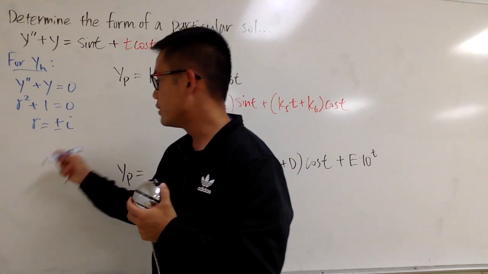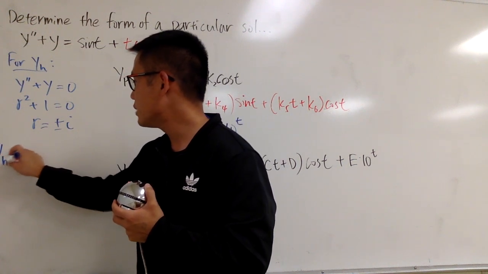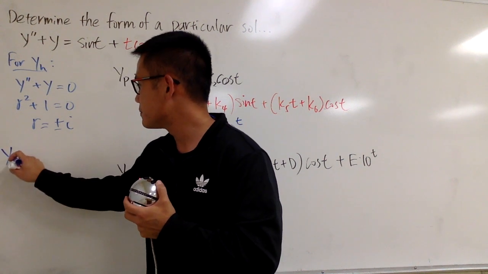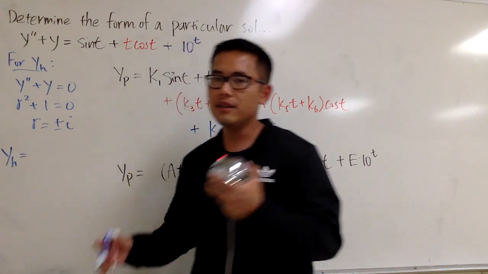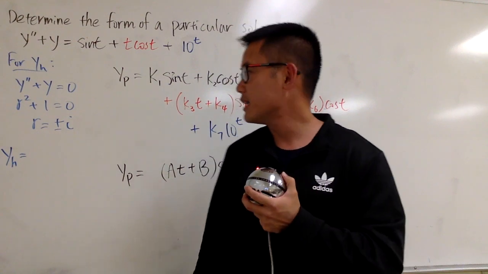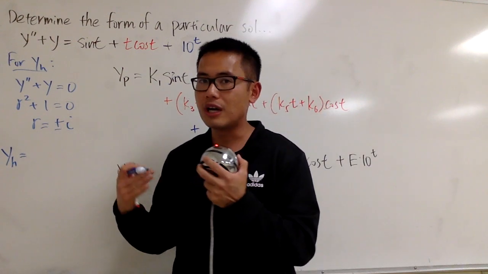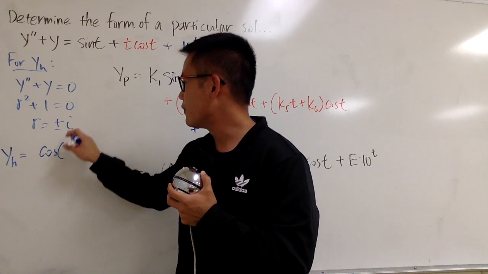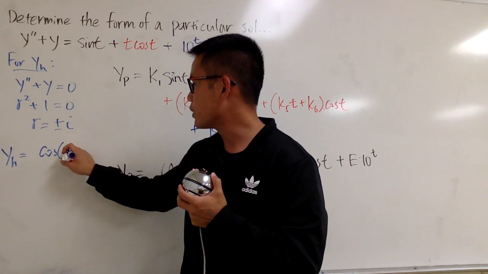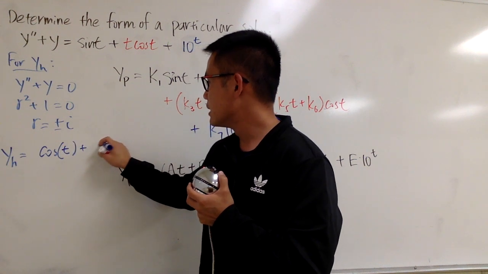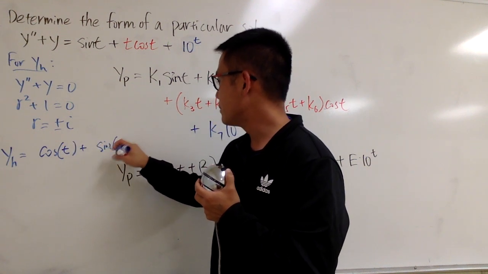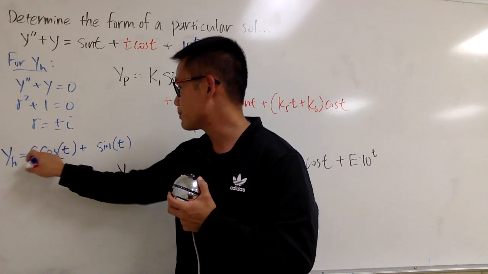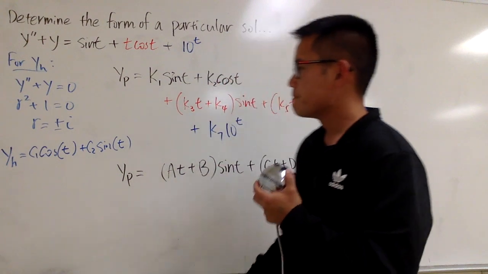So from here, you can just go ahead and put down yh has to be, whenever you have the i, remember you have the cosine and sine. In this case, alpha is 0, so we don't have e to the power. So it's just going to be cosine of 1t, because beta is 1, plus sine of 1t as well. And of course, you can put down the two constants, c1 and c2.